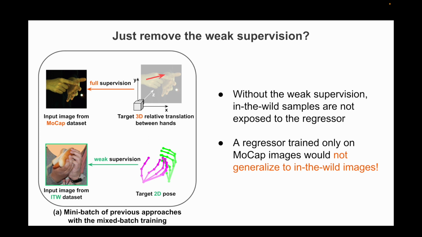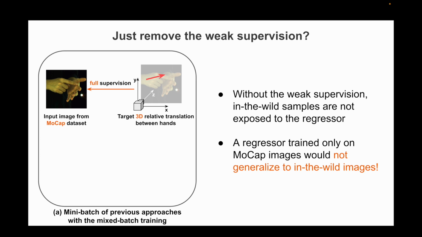Although the weak supervision could cause some ambiguity up to the 3D translation, just removing it is not a good solution. Without weak supervision, InterWild samples are not exposed to the regressor. Therefore, a regressor trained only on mocap images would not generalize to InterWild images.